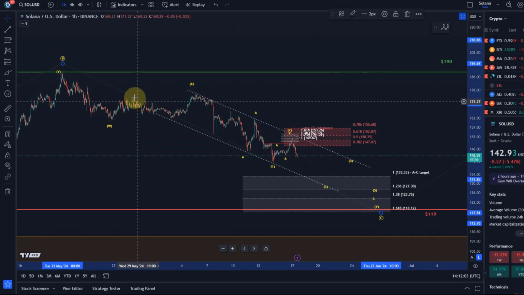The C wave is a corrective pattern, in this case assumed to be a WXY pattern. And the Y wave is an ABC. So the C wave is now unfolding, and it's a 5-wave move. And we completed waves 1 and 2.